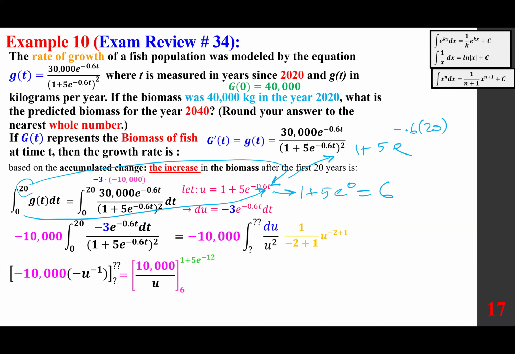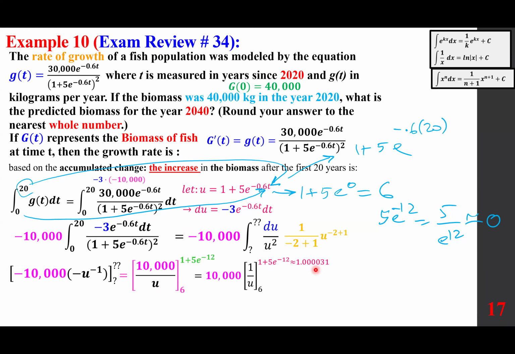And 5 e to the power of negative 12 is the same as 5 over e to the power of 12. If you put it even into a calculator, it's almost 0. So we have 10,000 times 1 over u. We go from 6 to almost 1.